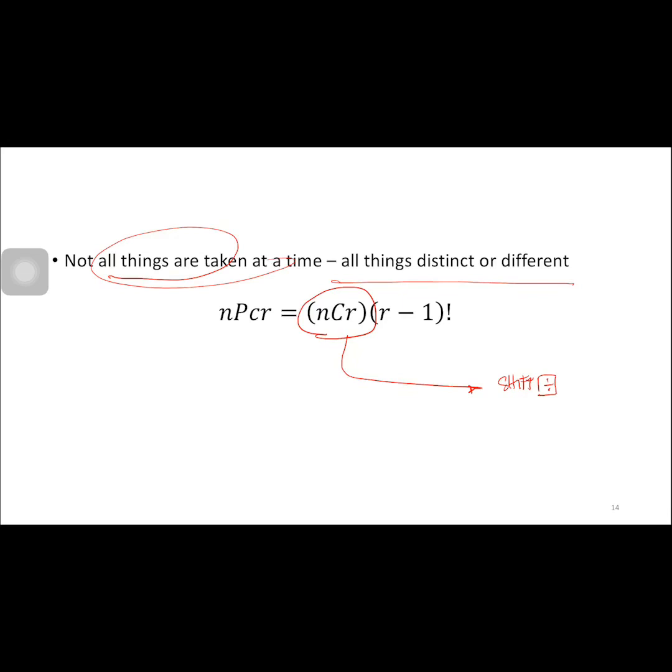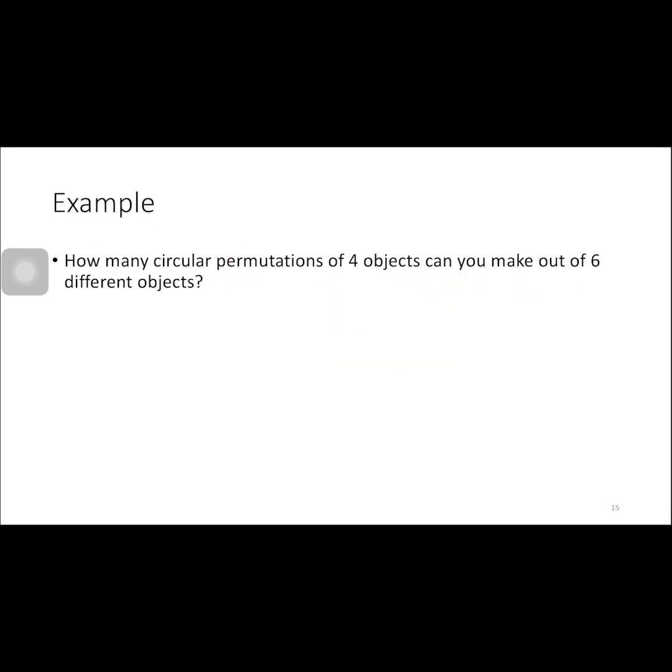For our example, how many circular permutations of 4 objects can you make out of 6 different objects? So we have our n is 6, times 6C4, times r is 4 minus 1 factorial, and that is equal to 90.